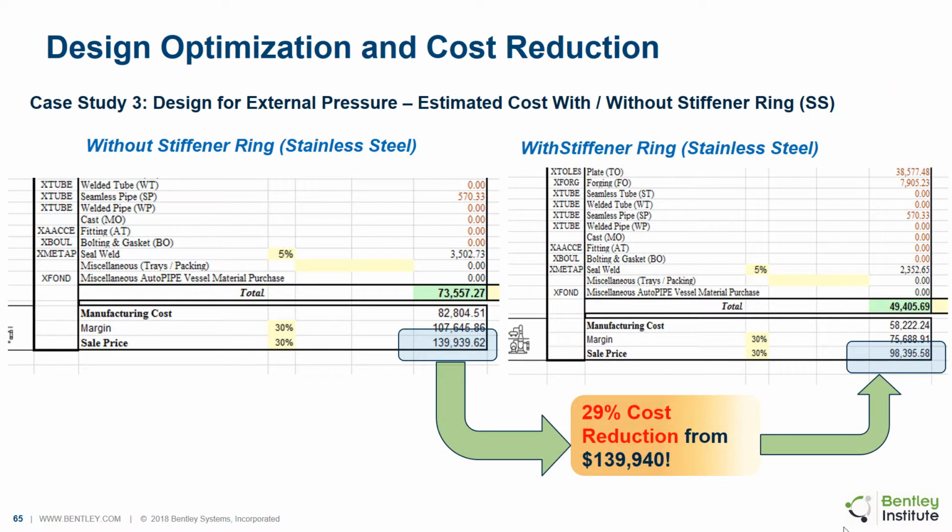The cost of material can have significant impact also and can further increase the difference in cost for various design options. As seen in the preceding case study, the same equipment but using stainless steel this time is now evaluated for the external pressure options with or without stiffener rings. The cost is significantly reduced by 29% using stiffeners, and this difference is much higher than the carbon steel case.